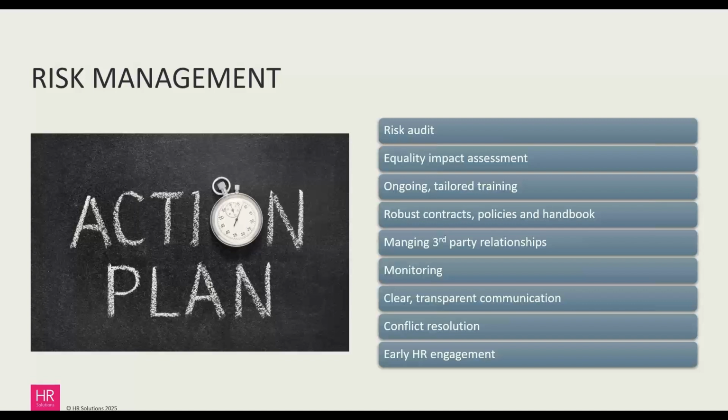And I suppose this leads me on now, Abby, to get your thoughts around operationally. Do you have any comments or thoughts around prevention?